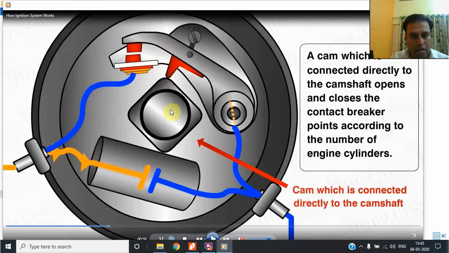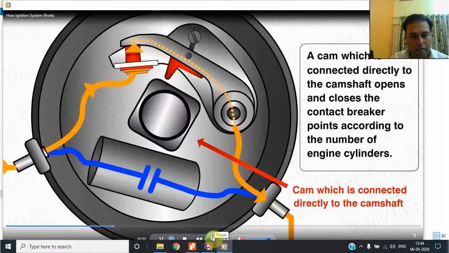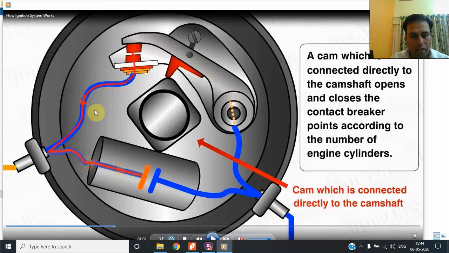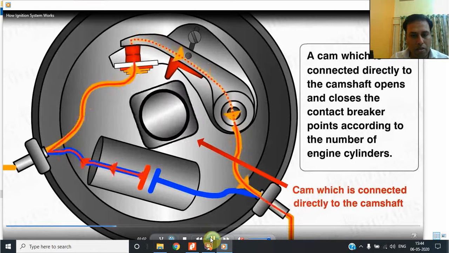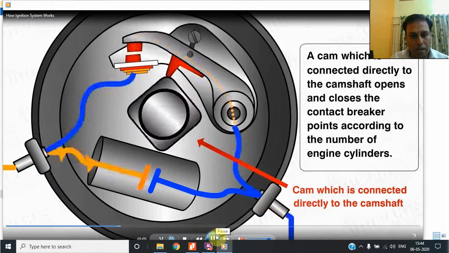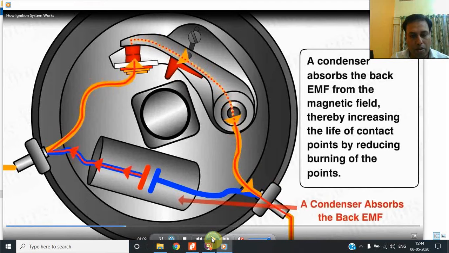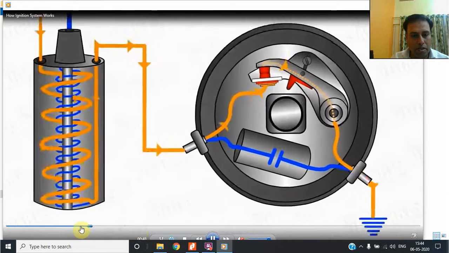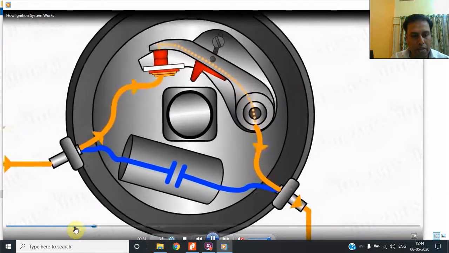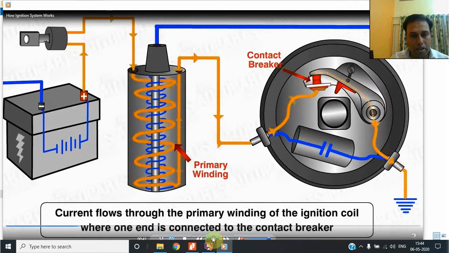And when this cam breaks the circuit, meaning it opens this circuit by its elevation, because it pushes it, the circuit breaks, and this sudden collapse of current, collapse means current has gone, will cause a magnetic field to be induced, and this will cause a voltage of not 12 volt, because earlier the voltage was 12 volt. You can see in the video the voltage was 12 volt in the primary circuit, battery voltage was going.